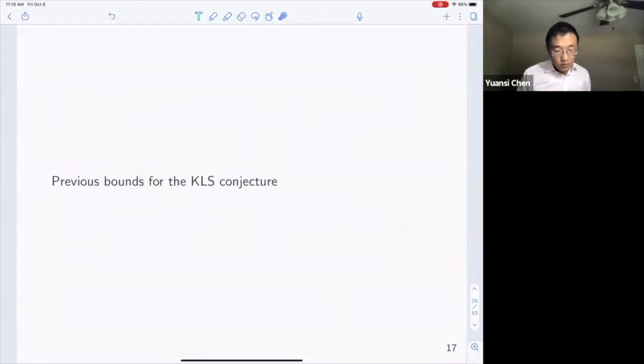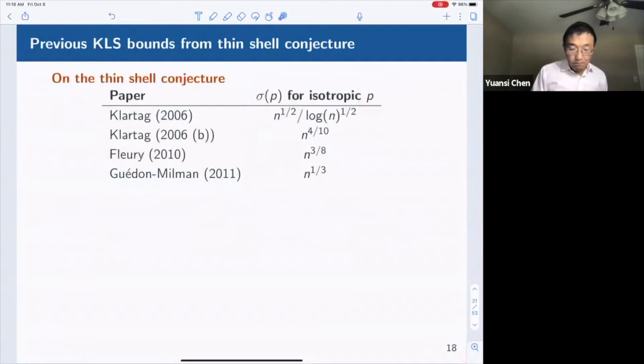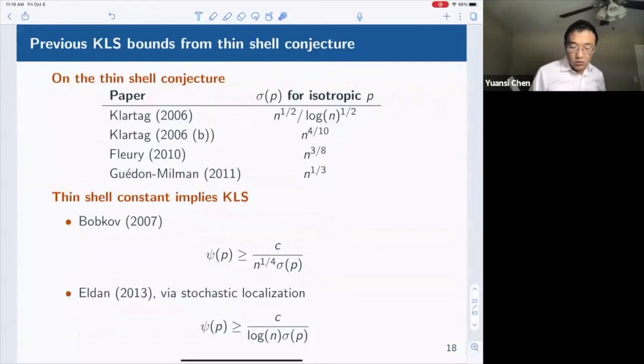So there are many bounds on the KLS conjecture previously. On the thin shell side, the first non-trivial bound for the thin shell constant started from Klartag's paper in 2006, where you get better than dimension to the 1/2. And this bound has been improved throughout the years, and was at n to the 1/3 by 2011 by Guédon and Milman.